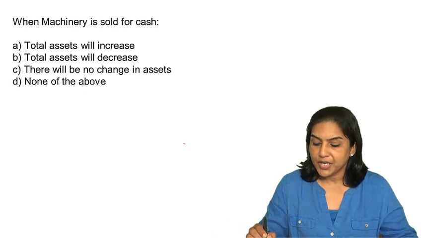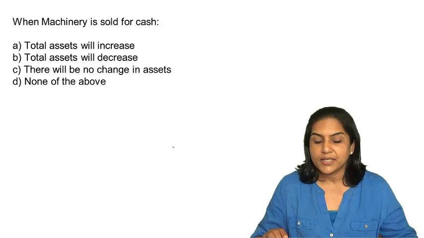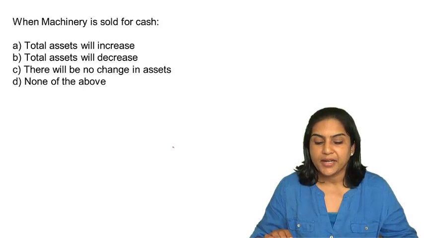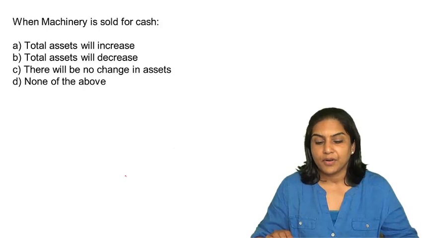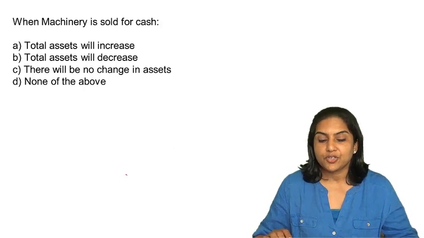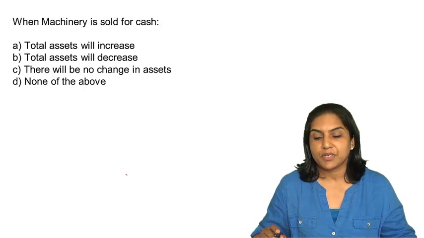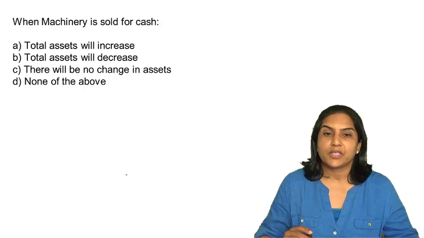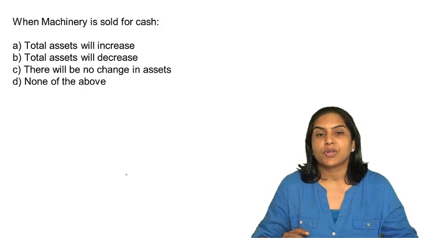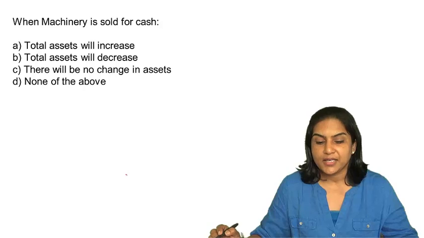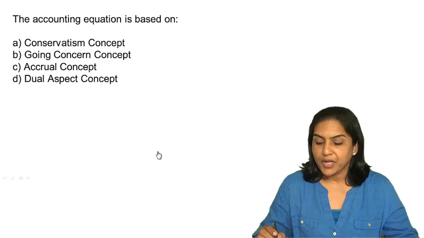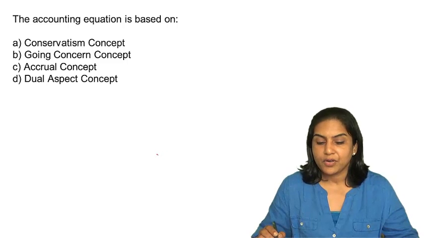Next, when machinery is sold for cash, A, total assets will increase, B, total assets will decrease, C, there will be no change in assets, and D, none of the above. Correct answer should be C, there will be no change in assets, because machinery goes out, asset comes down, but cash comes in, therefore asset goes up. So machinery goes out, cash comes in, no change in assets. Correct answer C.